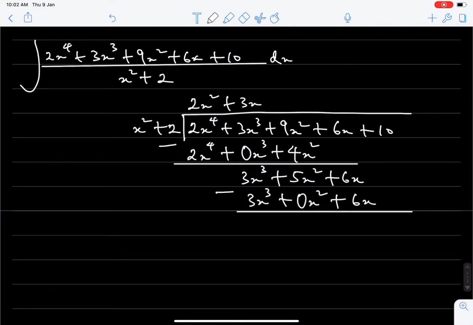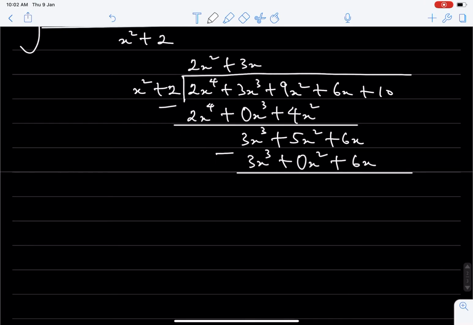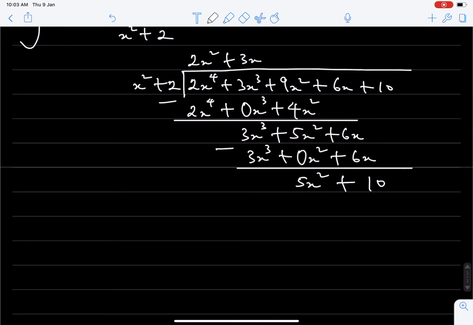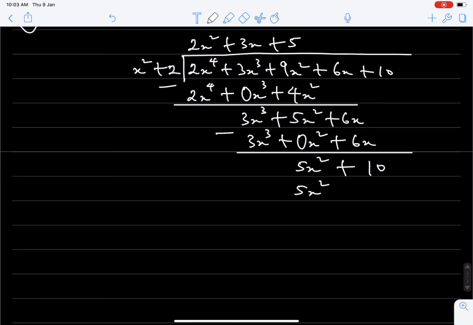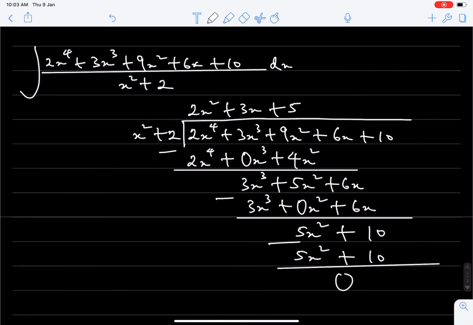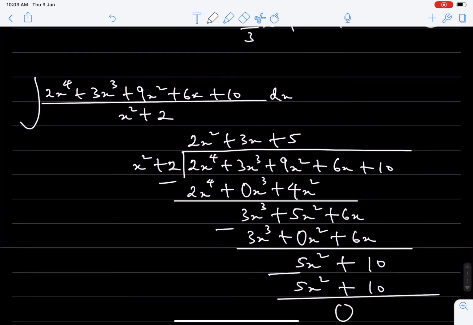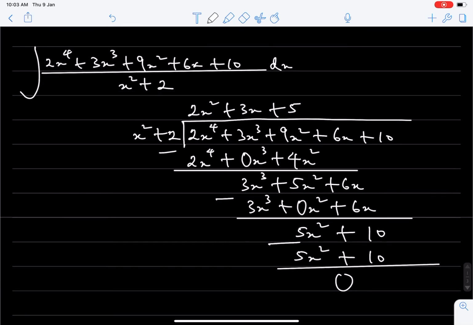We subtract again. 3x cubed minus 3x cubed is 0. 5x squared minus 0x squared is 5x squared. And 6x minus 6x is 0. So the next thing to bring down is 10. So 5x squared divided by x squared is 5. We multiply, that's 5x squared plus 10. When we subtract, 5x squared plus 10 minus 5x squared plus 10 is 0. So here, x squared plus 2 is also a factor of 2x raised to power 4 plus 3x cubed plus 9x squared plus 6x plus 10.